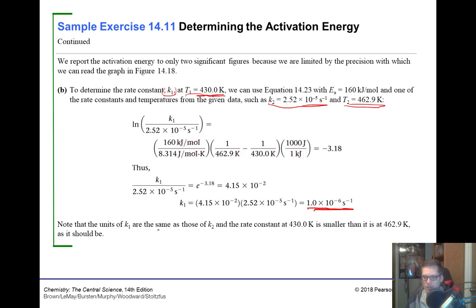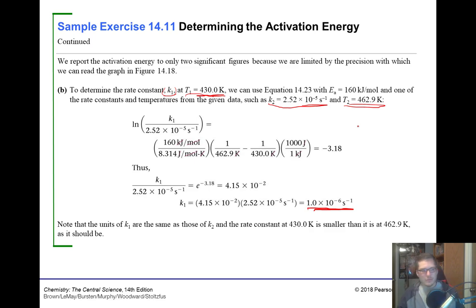Note that the units of K would be the same, because it's still the same order of reaction, but because we're at a lower temperature than we were at 462.9 Kelvin, we have a much lower K value. It was 2.52 times 10 to the minus 5, and now it's 1.0 times 10 to the minus 6. And that's it for this stuff.